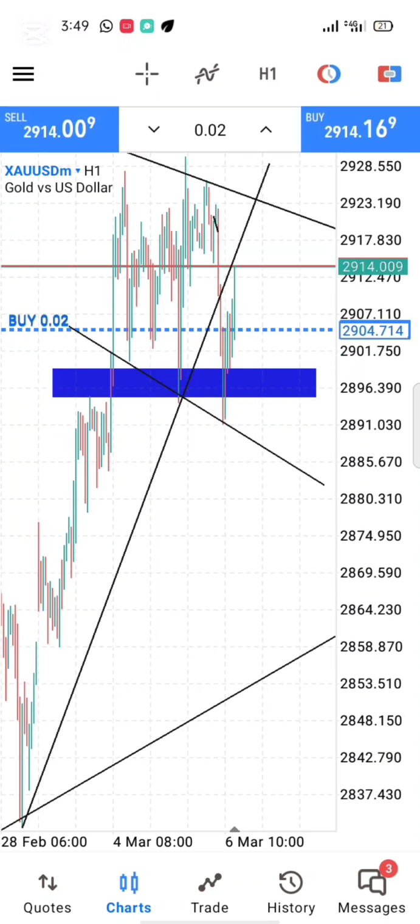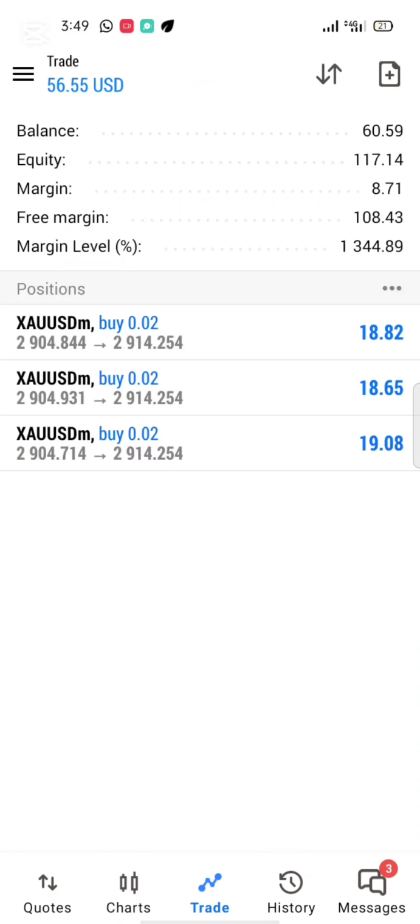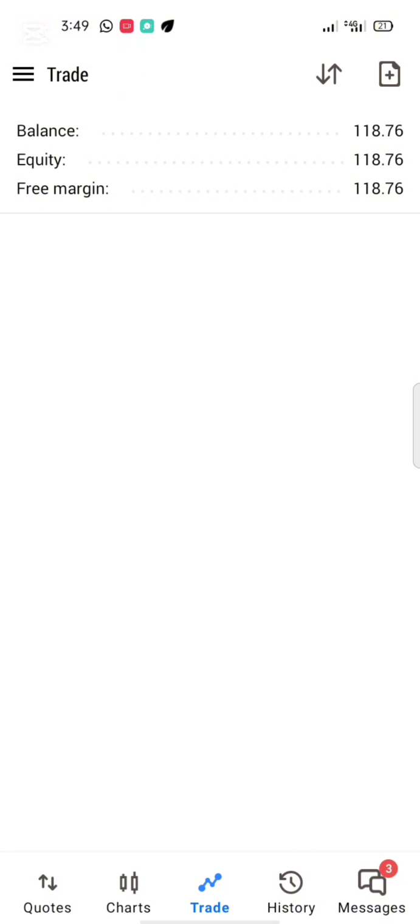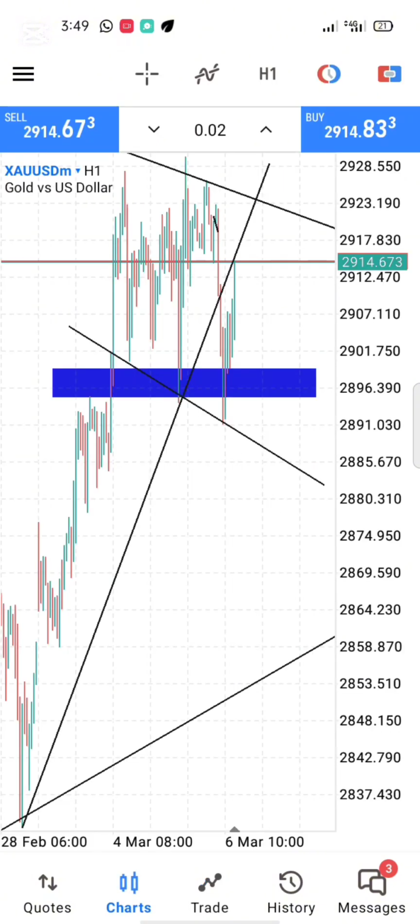The trade is buying massively at this point, and currently we entered one more position, and I'm closing the trade in profit. I close the positions at this point, and currently we are up $118.76.